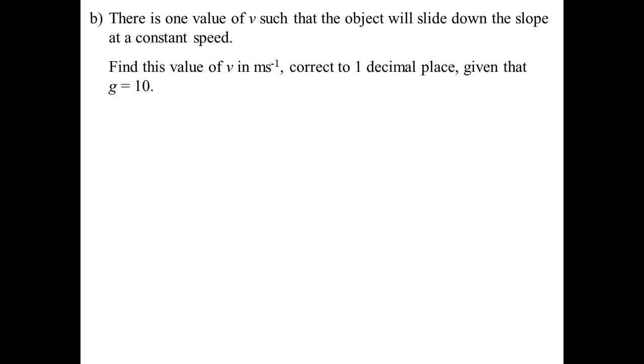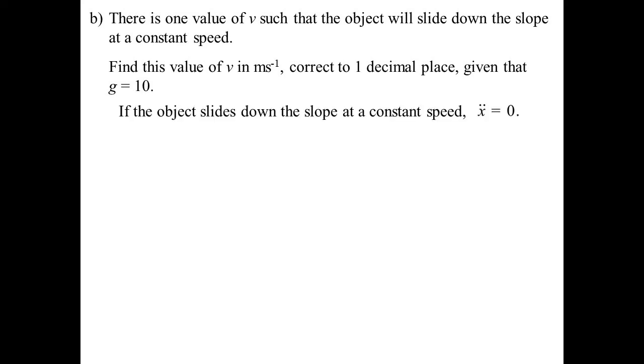There is one value of v such that the object will slide down the slope at a constant speed. Find this value, and to make life easy, they've said we can let g equal 10. This makes the maths a bit nicer. If it's going down the slope at a constant speed, its acceleration must equal 0. So back to the formula we just worked out, if acceleration is 0, that means 5 root 3 on 2 g minus 2v squared is 0.